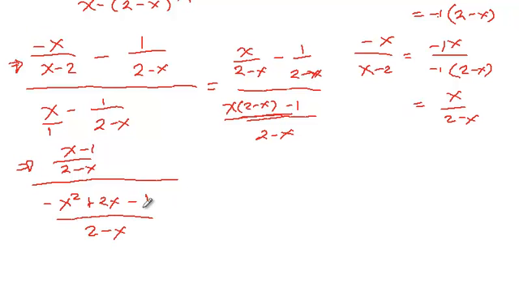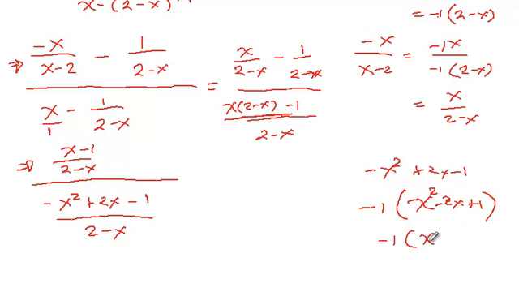Okay? And then, can we still factor this? It seems we can still factor it. Take note that negative x squared plus 2x minus 1 can have negative 1 factored out, since we are used to working with a positive x squared. So that's right, we can write it that way. And we know that this is simply x minus 1 squared. So we have this as x minus 1 over 2 minus x, then this is simply negative 1 times x minus 1 squared over 2 minus x.